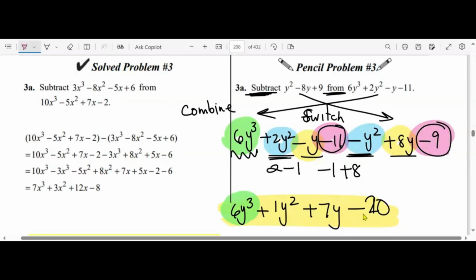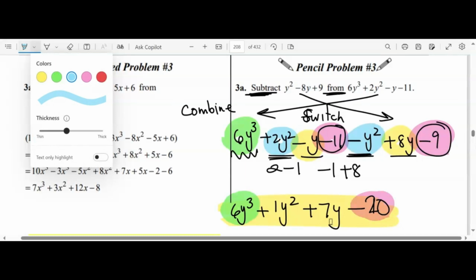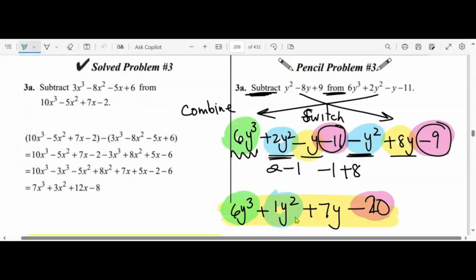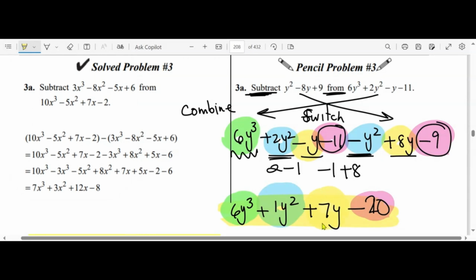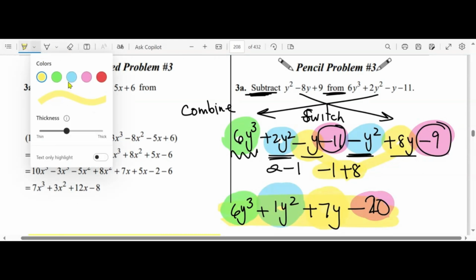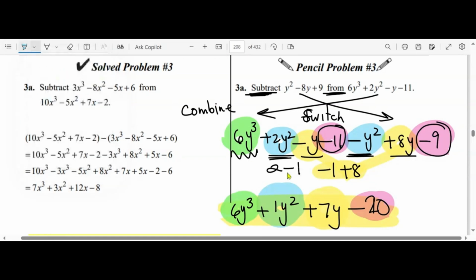So you look at the terms that are similar in the powers. So you have 6y to the power of 3. Is there anything with y to the power of 3? No, right? So drop it down. Go to the next, y squared. Plus 2y squared. Is there anything with y squared? Yes, you have y squared. So what you do is this minus this. That would give you just 1. So 2 minus 1 equals 1, so bring it down: 1y squared.